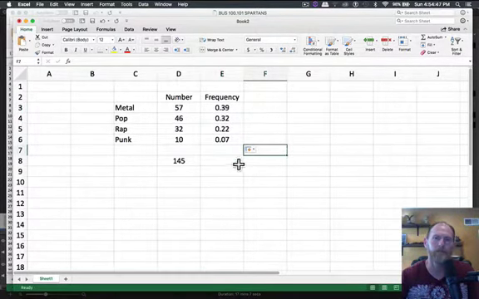There we go. So we can see before we begin to chart this that pop and metal really combined, 39 plus 32 equals 71. The majority of the people like either metal or pop. And between those two, it's just about split. So 39% to 32. That's quite interesting.